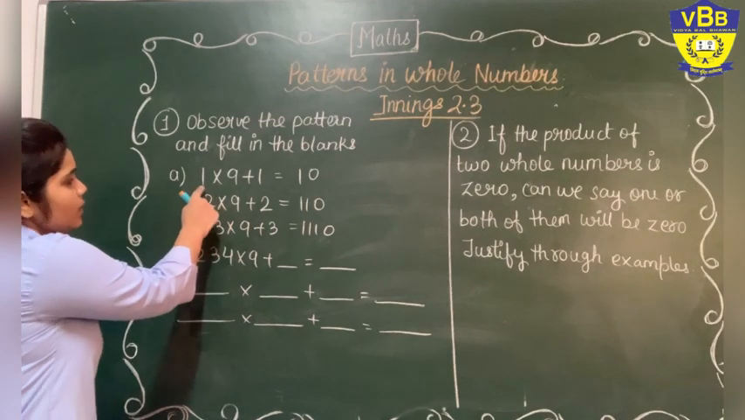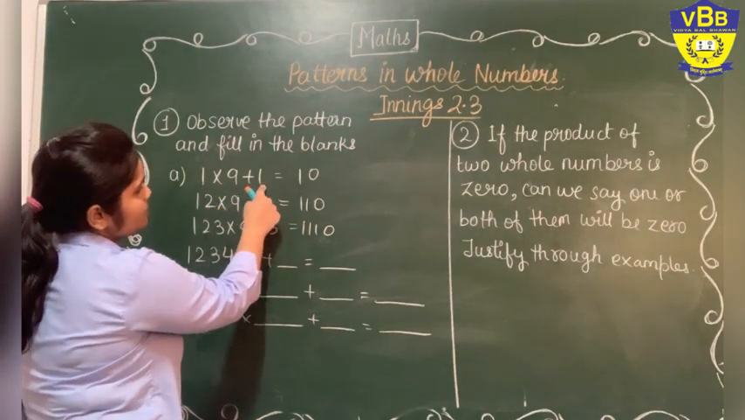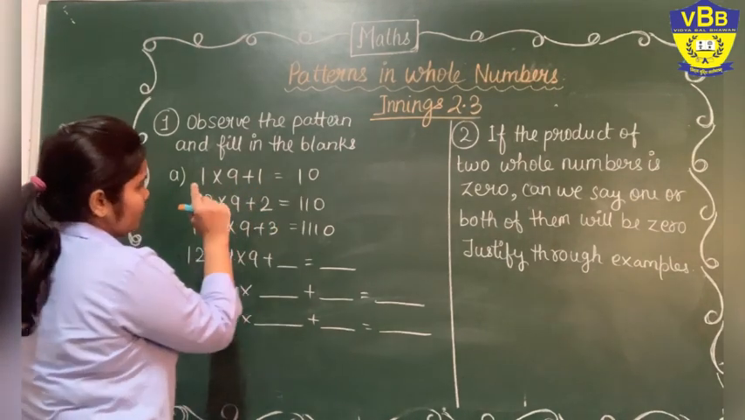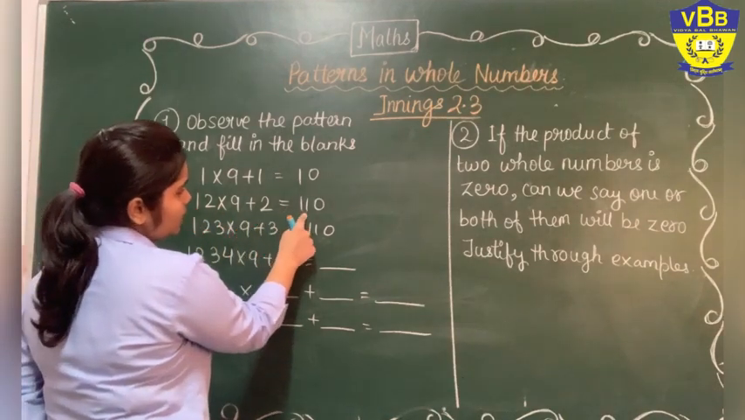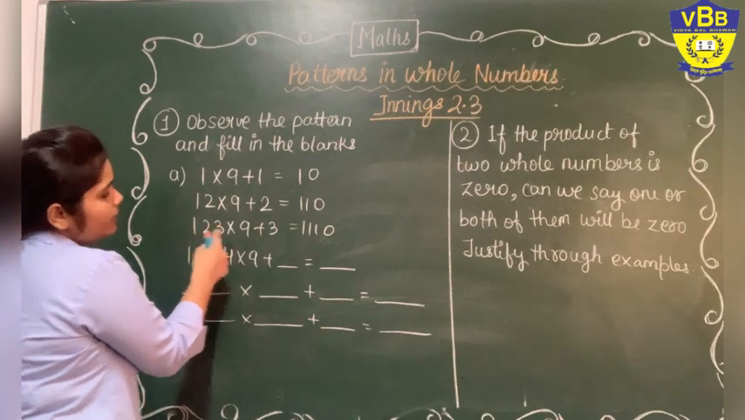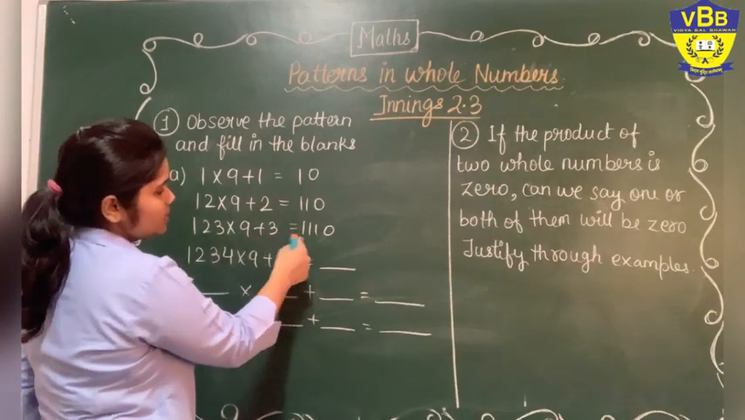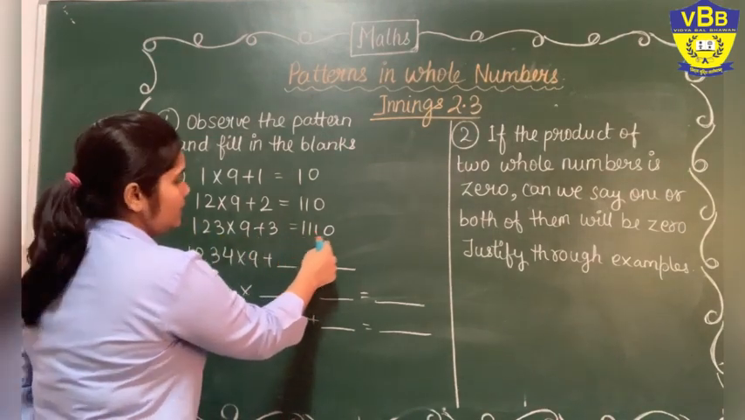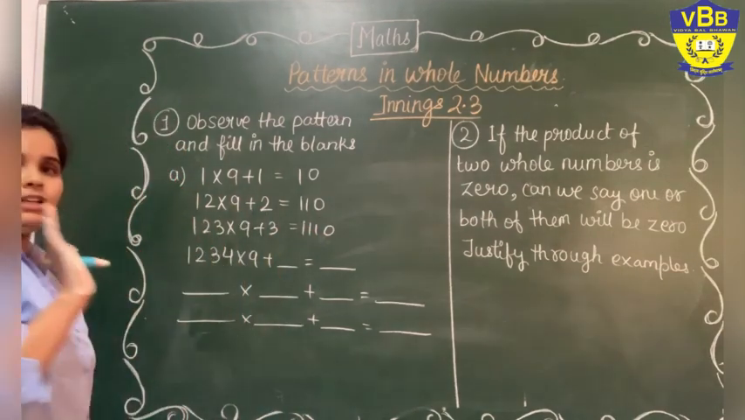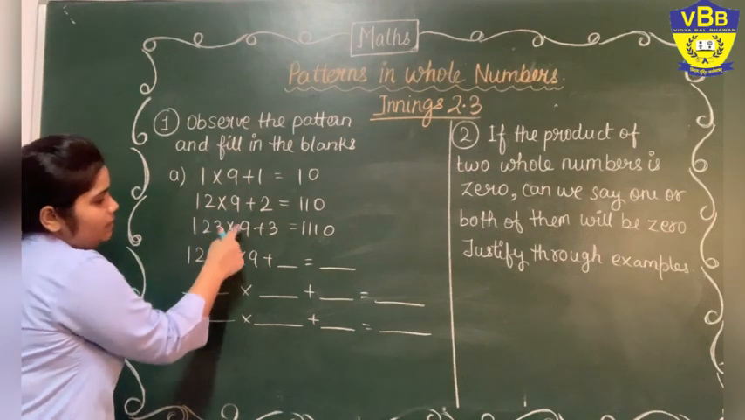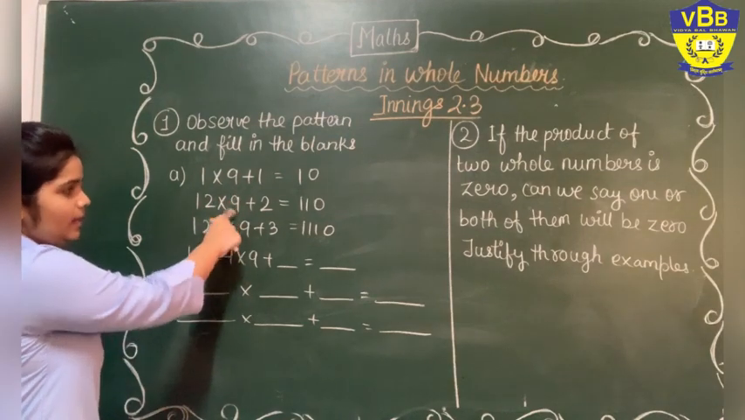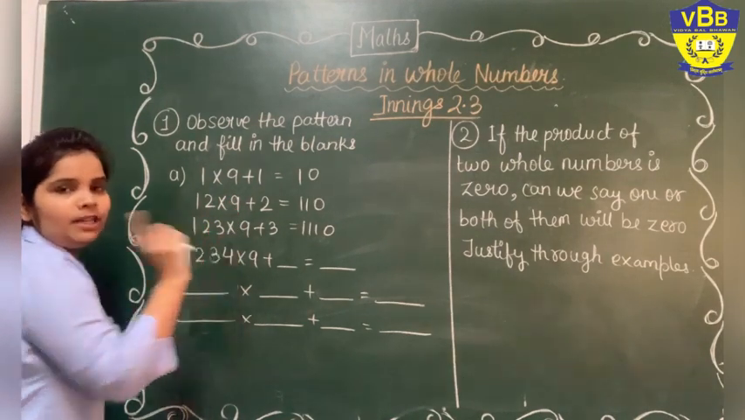You can see 1 multiplied by 9 plus 1 is equal to 10. 12 multiplied by 9 plus 2 is equal to 110. 123 multiplied by 9 plus 3 is 1110. Did you observe the pattern? Everywhere the number is multiplied by 9.